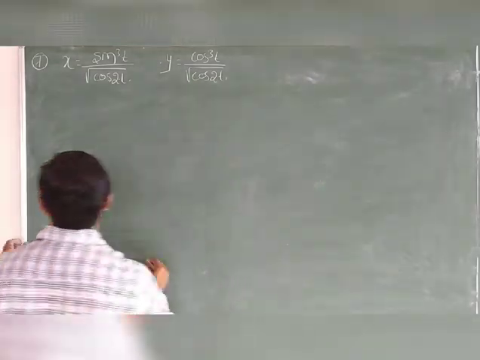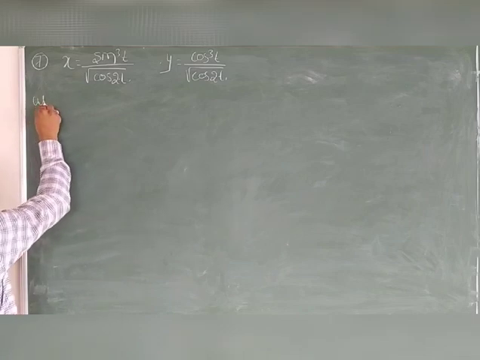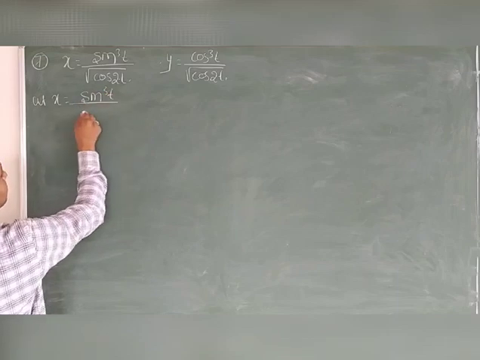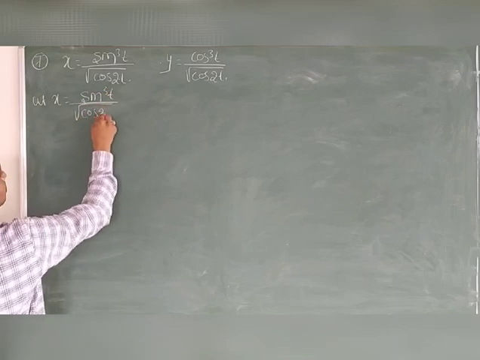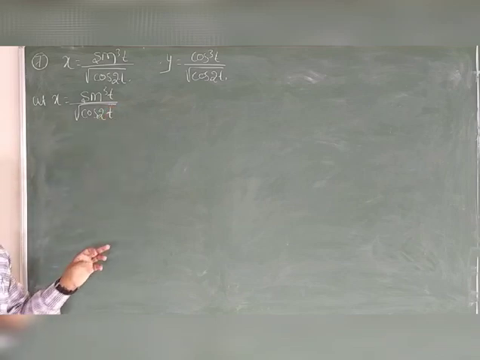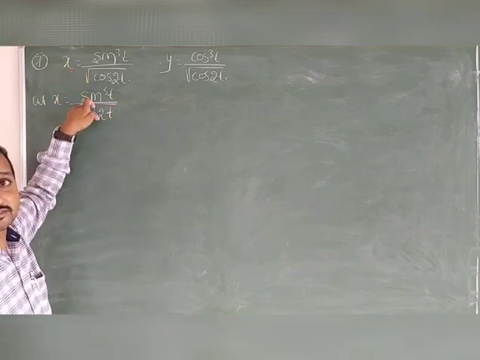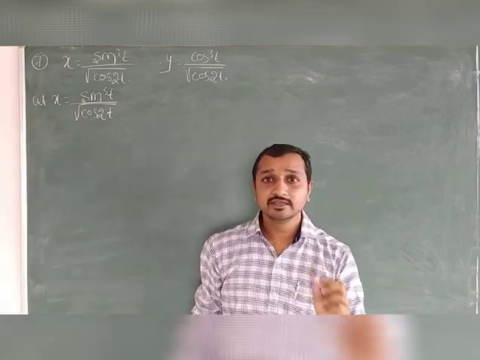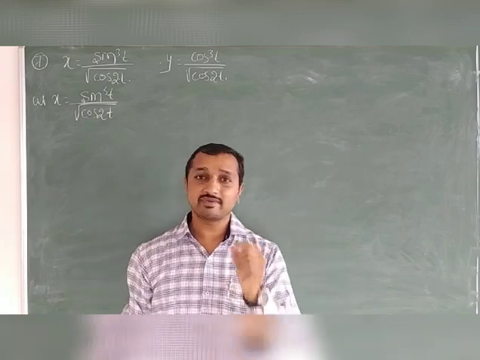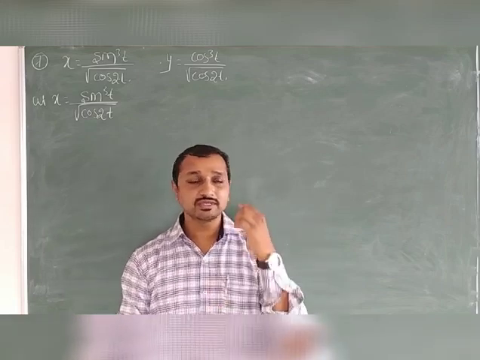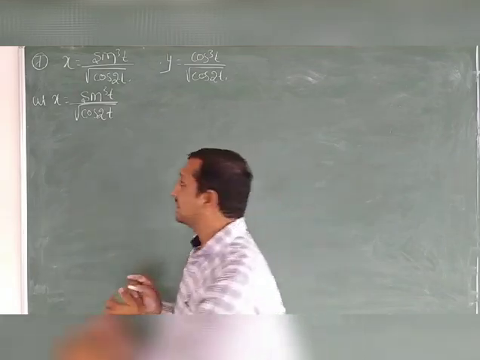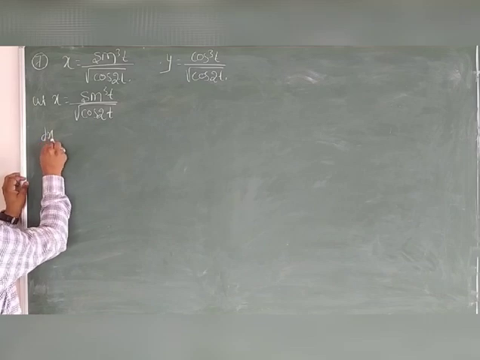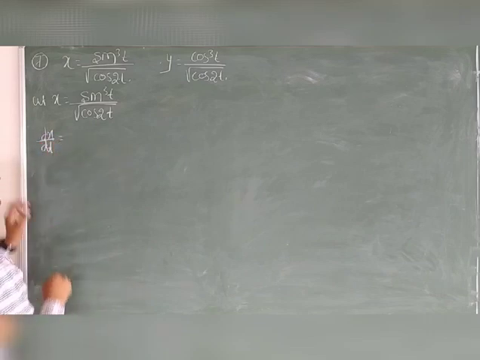Listen here. Let x equal sin cube t divided by root cos 2t. So this is of the form u divided by v. What is the formula for u by v? It is v into du by dx minus u into dv by dx, divided by v square, our derivative formula. By using that formula, we solve this. Here the parameter t is there, so I can write dx by dt equal to.